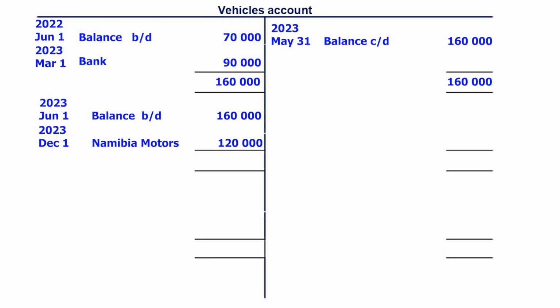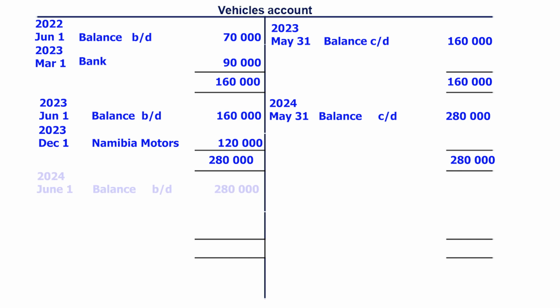So we come to our depreciation account, and then our balance carried down is on the last day of the financial period, which is 2024 May 31st, 280,000. And then we make our balance brought down 2024 June the 1st, 280,000.